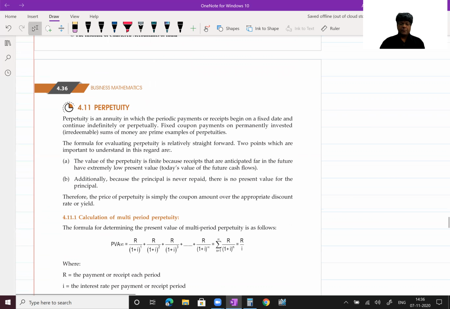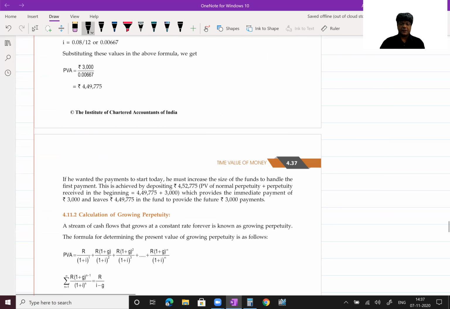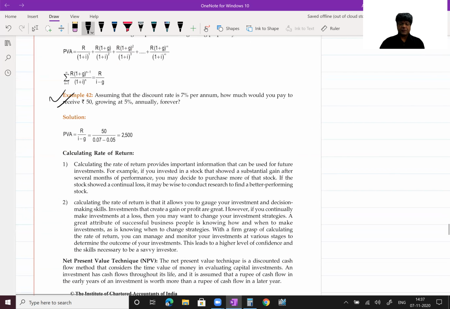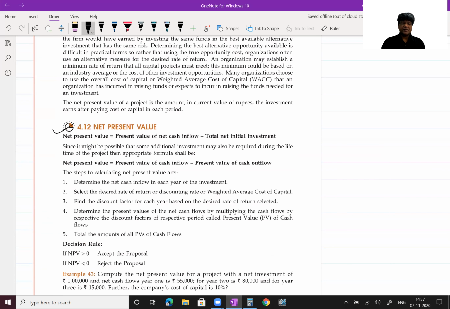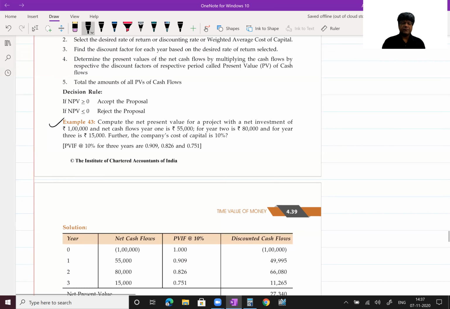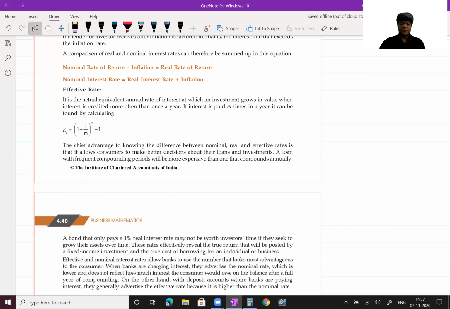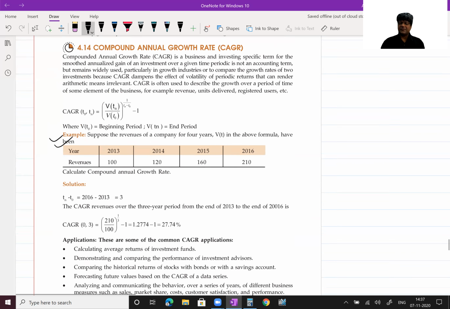Example number 40, perpetuity, growing perpetuity, one question. These are the question numbers I am taking now. You must revise these questions, guys, because these types of questions are not in your exercise. Net present value, only one example. And then CAGR, one question must be there. It's nothing different, guys, the same thing only.